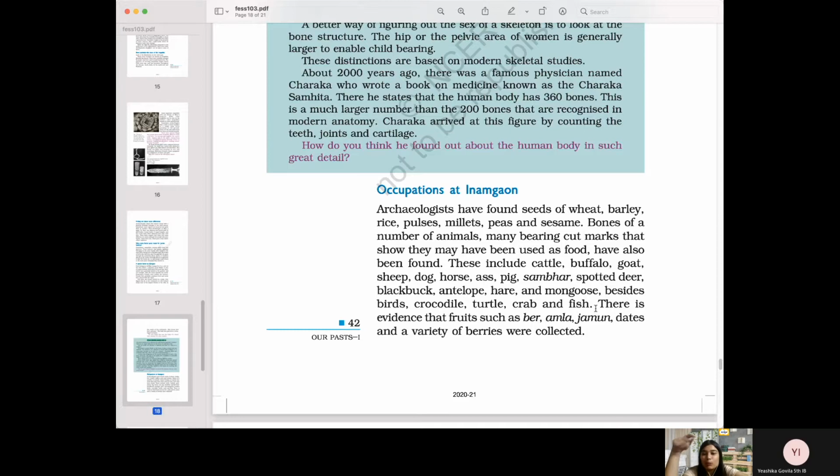Even it's written with spotted deer, black buck. All these deer belong to the same family, right? So even sambar belongs to their family, hence they have written it along with the deer. So all these animals were also found there. Even crocodile was found. That means people used these animals for food. That's horrible, no? Then there is also evidence of fruits like bur, amla, jamun, dates, etc. And a variety of berries were collected.